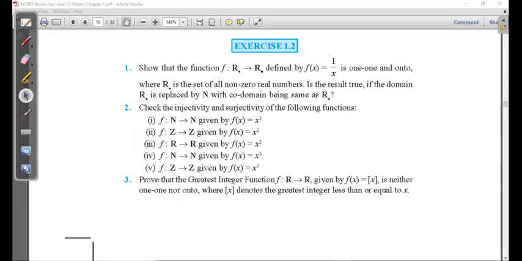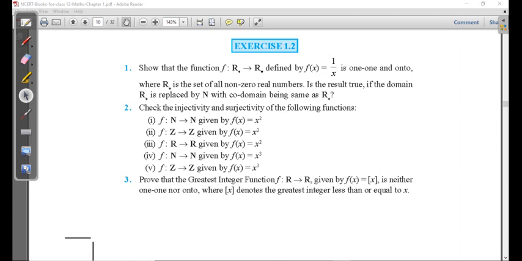Exercise 1.2. Let's solve the exercise problems. The first question says, show that the function f from the set of all non-zero real numbers to the set of all non-zero real numbers defined by f of x equal to 1 by x is one-one and onto.